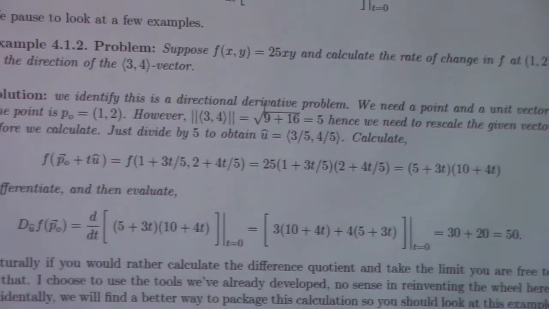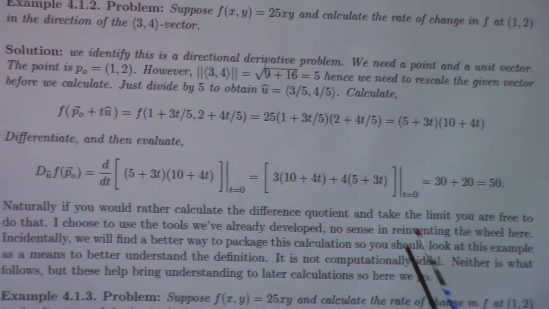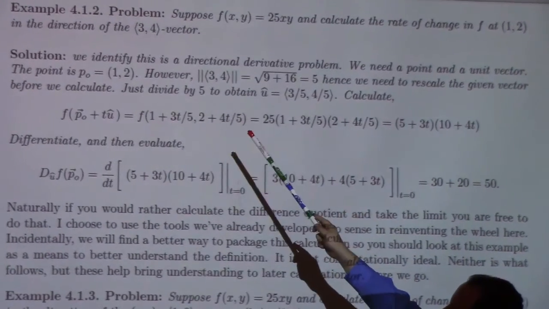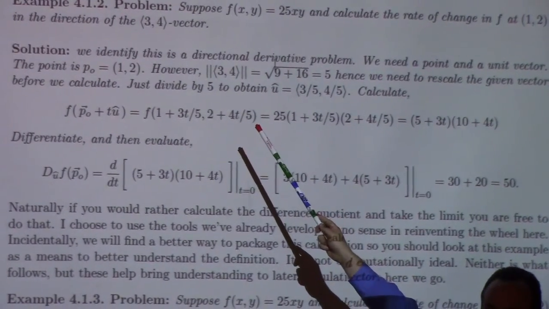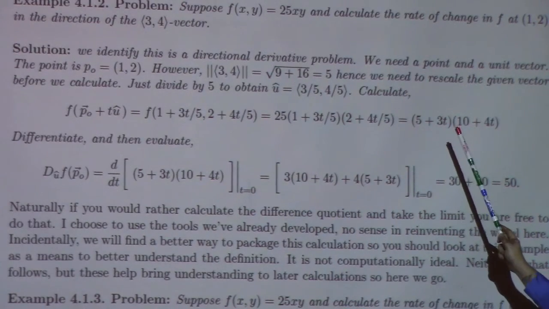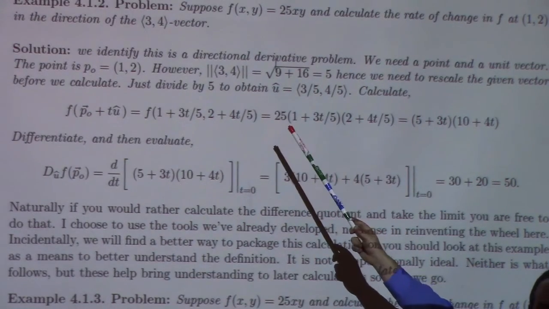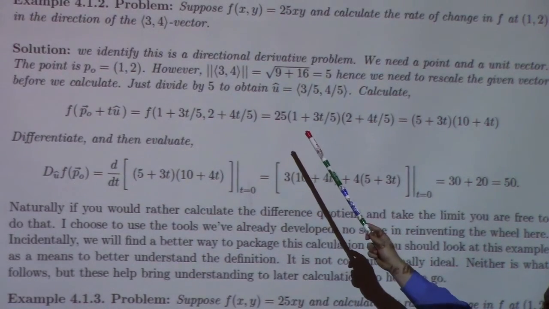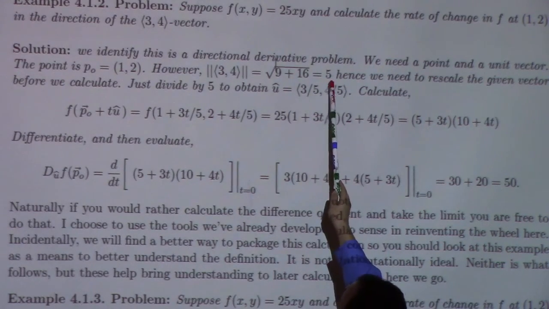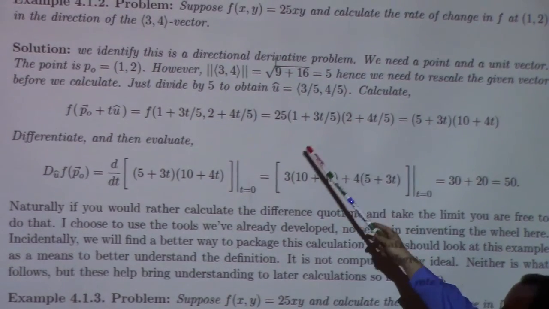In this example, I have the function 25 times xy, and I want to calculate the rate of change at 1, 2 in the direction of the 3, 4 vector, just to give you an example of how the definition works out. First, I have to take the 3, 4 vector and normalize it. I need a unit vector. That's part of the definition. I have to divide by 5 because 3, 4 has length 5. So I get u hat equals 3 fifths, 4 fifths.